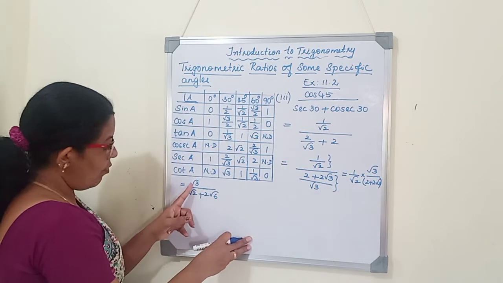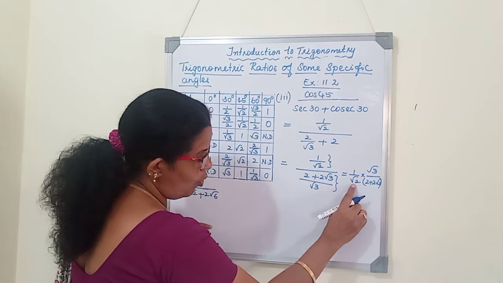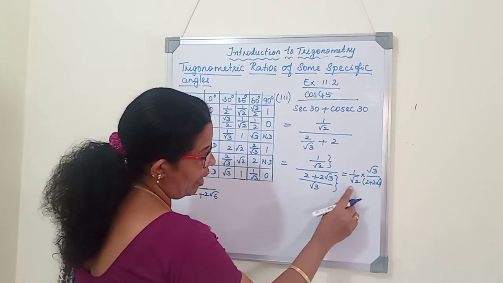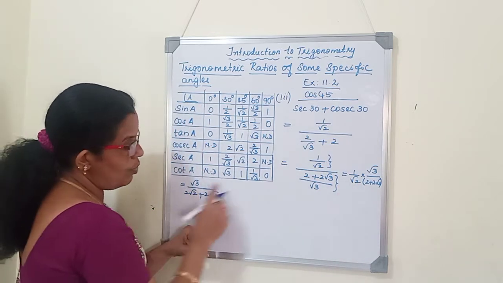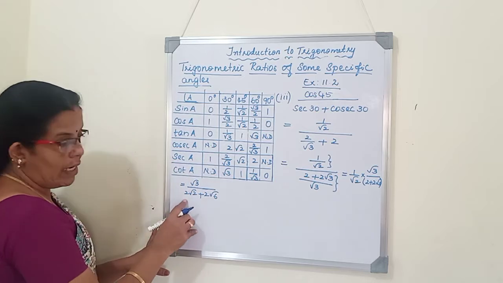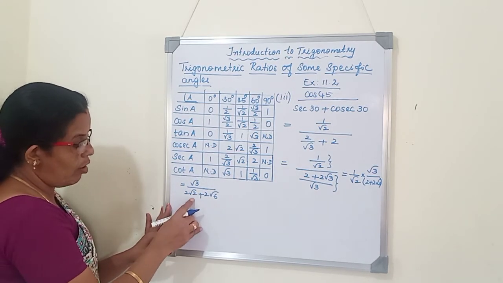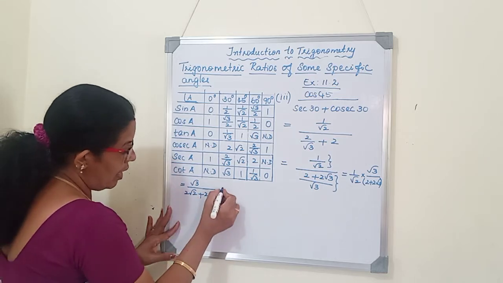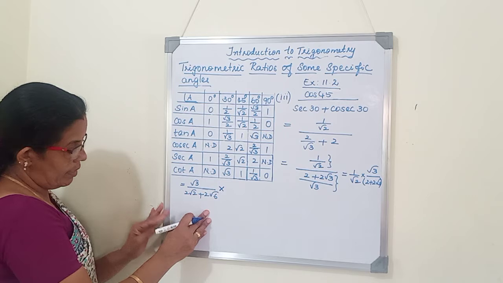Once again I repeat: 1 by root 2 into root 3 by 2 plus 2 root 3. Numerator, when you multiply, 1 into root 3 is root 3. Denominator, first term is a monomial, second term is a binomial. So monomial into binomial: root 2 into 2, 2 root 2; root 2 into 2 root 3, 2 root 6. Now as the denominator is a surd, we have to rationalize this. Last year we learned how to rationalize the denominator.